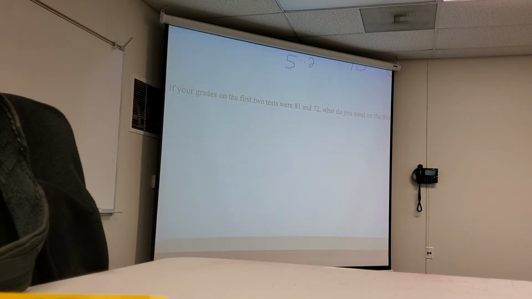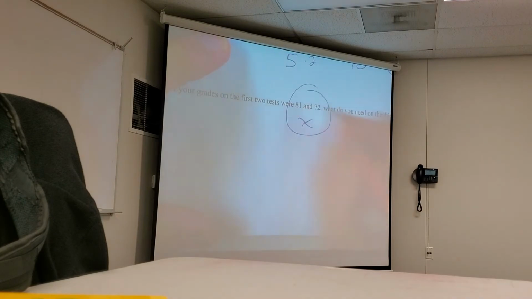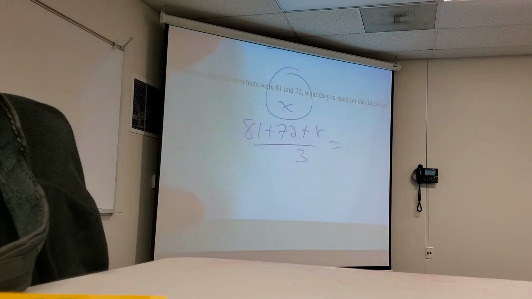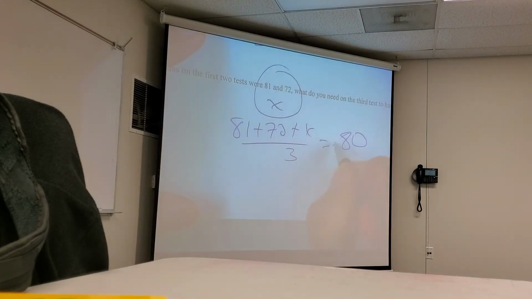But in this case, if I just knew the third test, how would I get the average? I would add up all 3 test scores and divide by. That's the thing you left out. So what algebra does is, I know the third test score. I know it. It's X. So then how do I find the average of those 3? 81 plus 72 plus X divided by 3, and I know that's supposed to be 80.